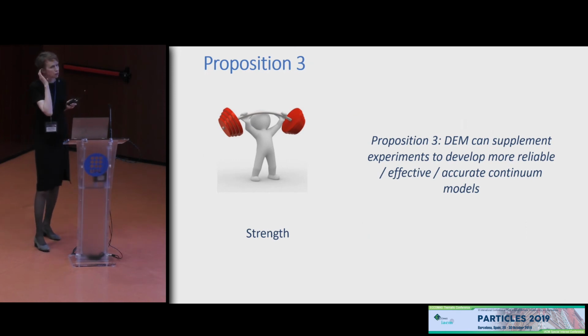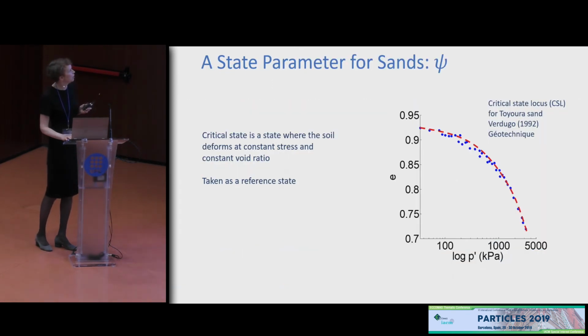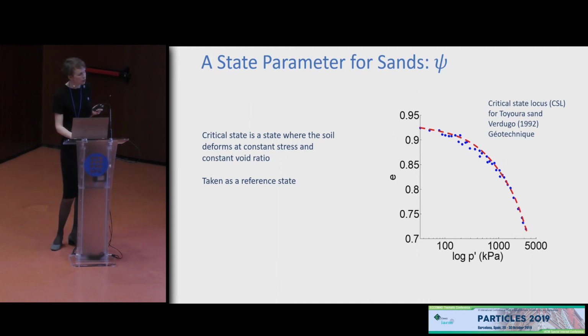So the third aspect of material behavior I'd like to talk about is strength, and we can all understand why soil strength is important. What you may not be aware of is that in soil mechanics, a lot of emphasis is placed on the critical state line. This is the void ratio that samples will attain during shearing, and this void ratio will depend upon the mean effective stress. And this is taken as a reference state in soil mechanics.